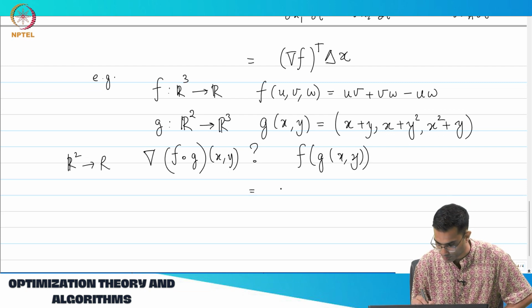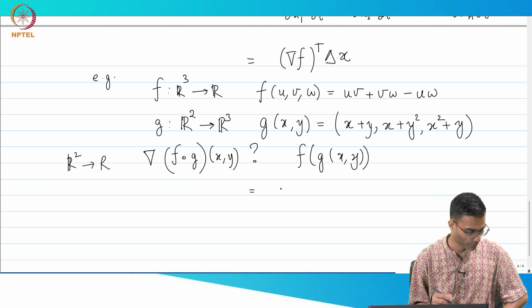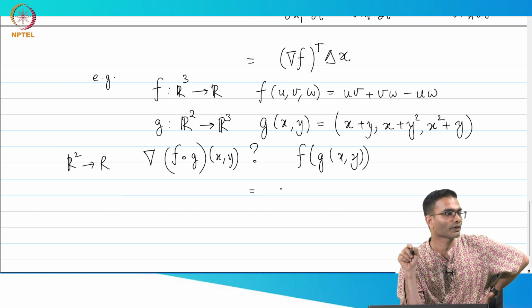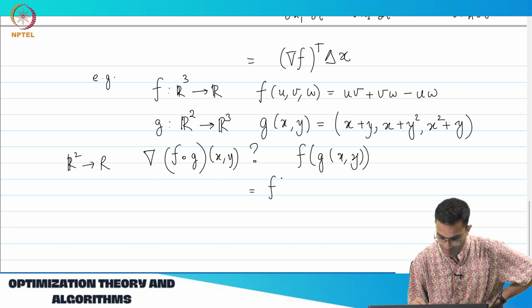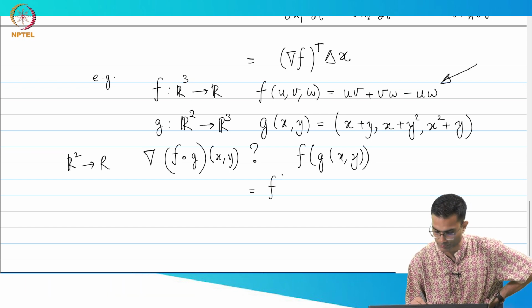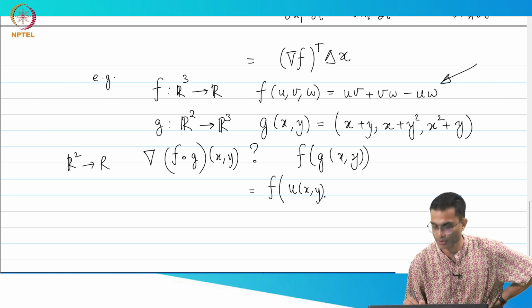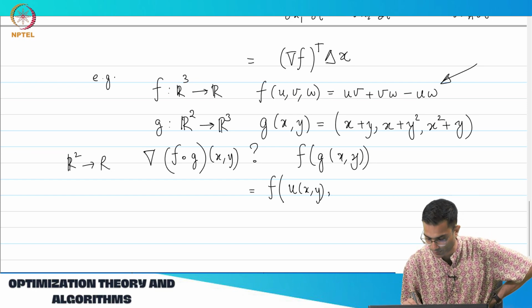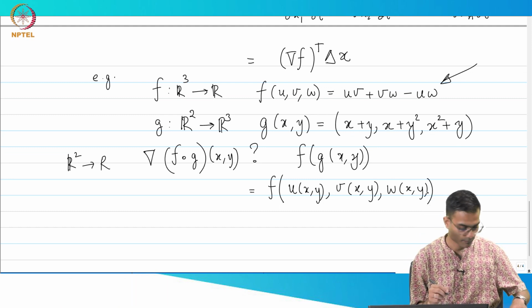So remember, f takes in 3 inputs, u, v and w. Except now that u, v and w are actually functions of x and y. So if I look at the first notation over here, this is f of u, except that u is a function of x and y. Earlier it was just f of u, v, w, now u is a function of x and y, v of x and y and w of x and y.